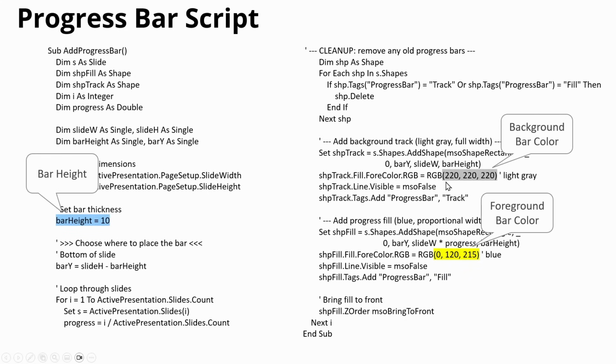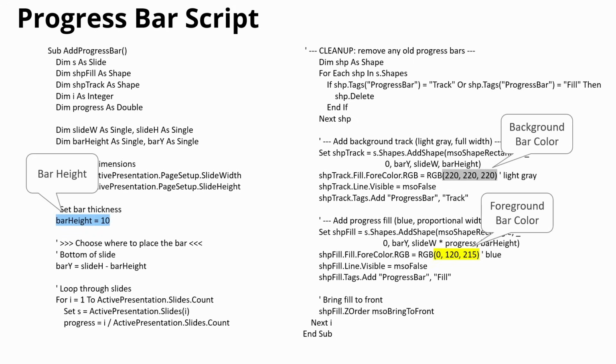This is where you can specify the background bar color. Right now it's set to a light gray, but you can change this to any other color. And finally, this is where you can change the foreground bar color. In our case, it's set to a blue color. You can change this to any other color. Just know the RGB values and plug those in here.